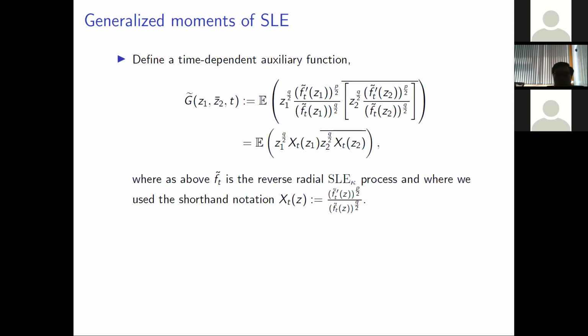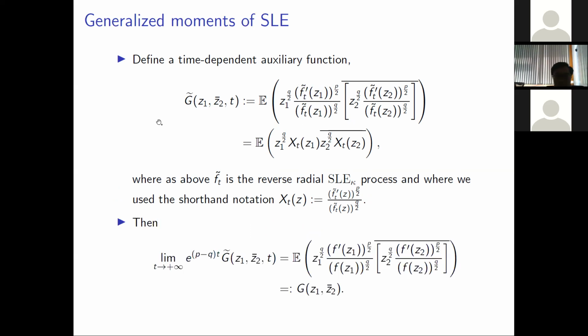So the idea to get the PDE of the generalized moments is that we will rewrite the generalized moment in terms of the radial function at T, at zero, like this. And then by the relation between F tilde T and the whole-plane one at zero, we use it to pass from this generalized moment to the generalized moment of F, what we want. Now we will try to find a PDE satisfied by G tilde, and then we use this relation to pass to the PDE satisfied by G.